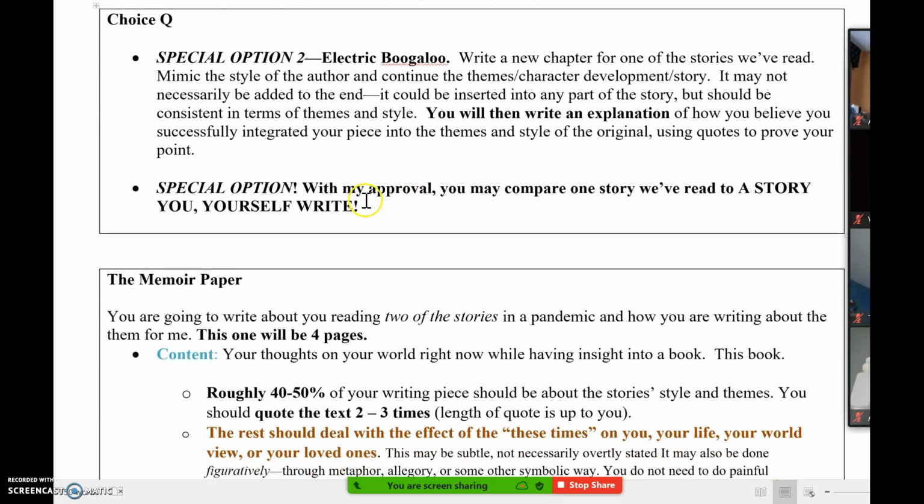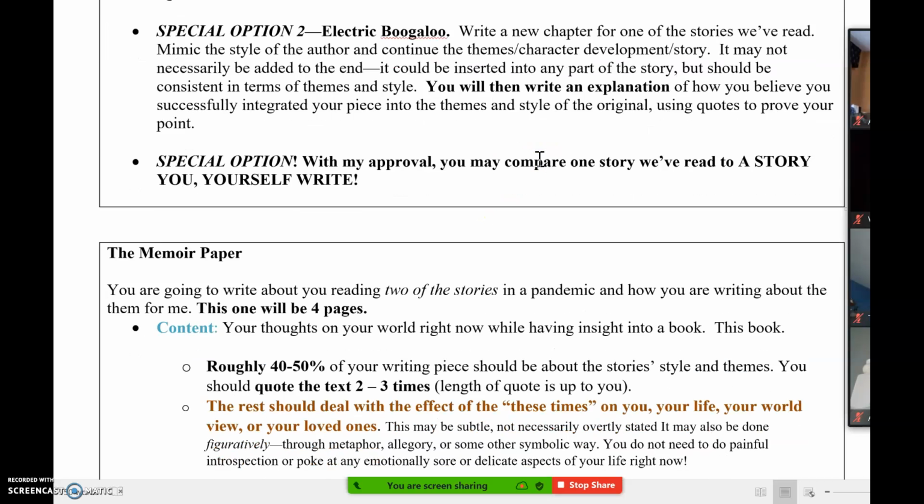All right. Then I had one kid one year who wrote a short story in another class that she felt was able to be connected thematically, and I let her do this. So if you've done that, you can write a comparison of your story to the thing. But again, I need to approve that.